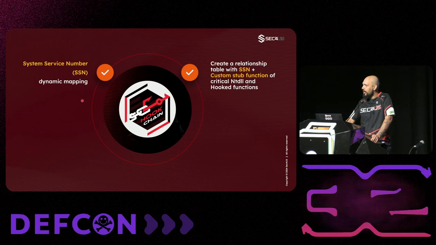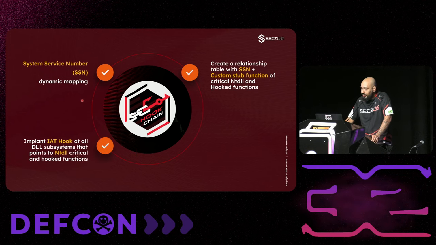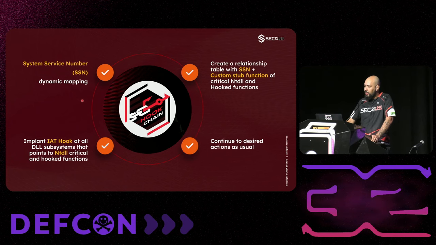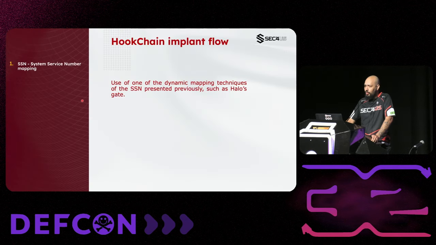In other words, the function that will be executed instead of the original function. EDR do this. Whoa, I can do this also. And implant or change the import address table from our proxies to our custom stub function. And after that, continue as usual. With this, I have in more detail the HookChain implant flow.